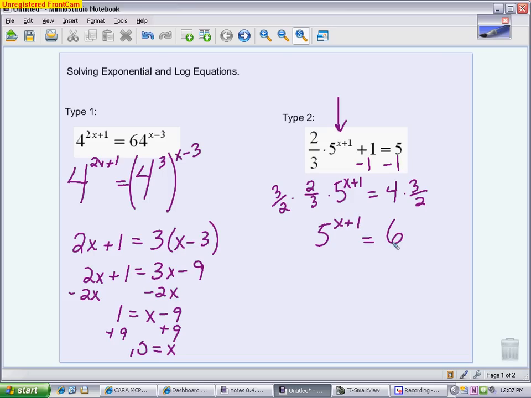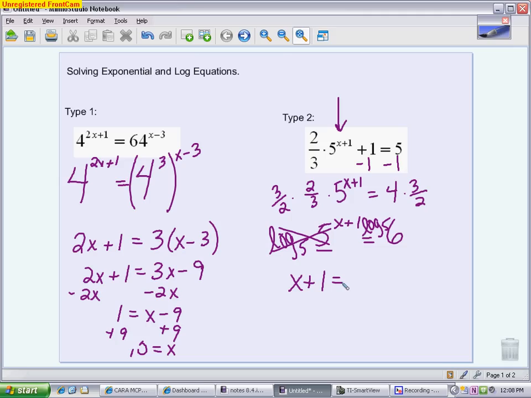Once you have it isolated, now you're down to the only thing that you have on the left is your exponential piece. You want to take the log of both sides with the same base as this base number. So I'm going to take log base 5 of both sides. Just kind of squeeze it in over here. When you do that, the log base 5 of 5 cancels, and you're left with just the exponent x plus 1. On the right, what you're left with is a piece, log base 5 of 6, that you can't figure out in your head, but you can use the change of base formula to figure out what it is.